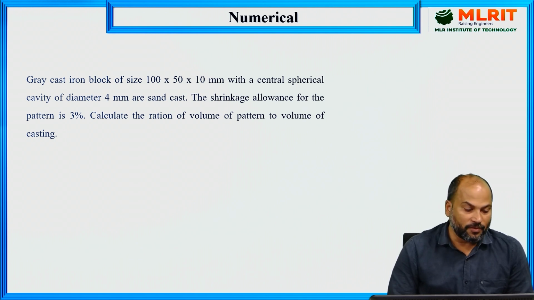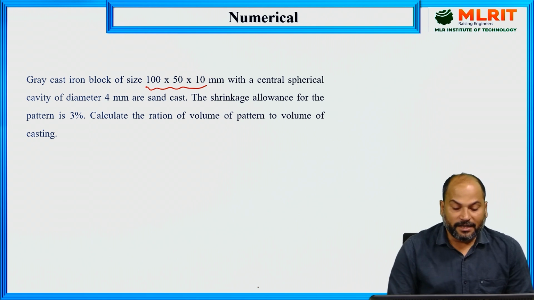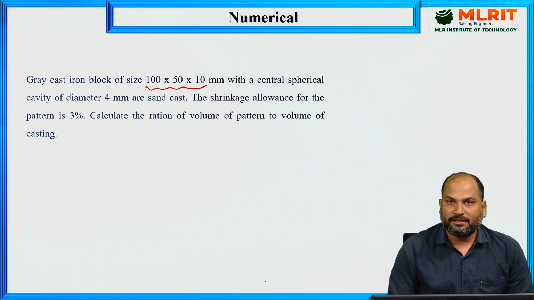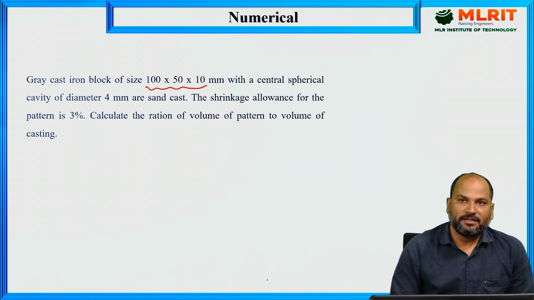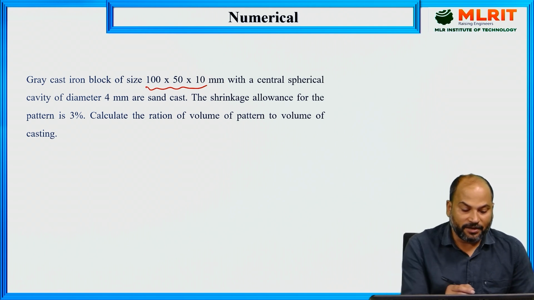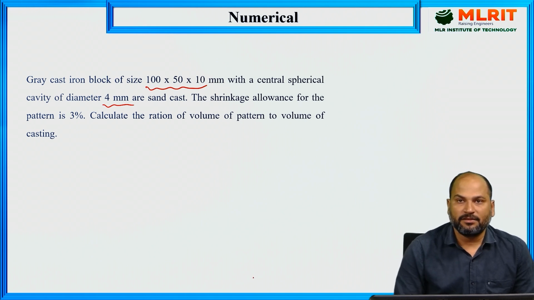Okay. So what the problem is: a gray cast iron block of size 100 by 50 by 10 mm, with a central spherical cavity of 4 mm, is actually to be cast. Sand casting is used here also, but here the difference is that the volume of the casting is given, and inside there is a spherical cavity. What is the diameter of that one? It is 4 meter. The shrinkage allowance for the pattern is 3%. Here the allowance is given as 3%.